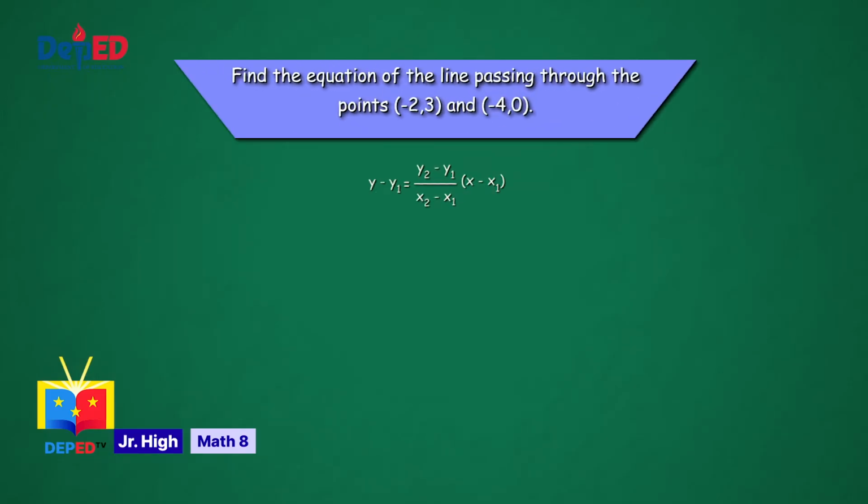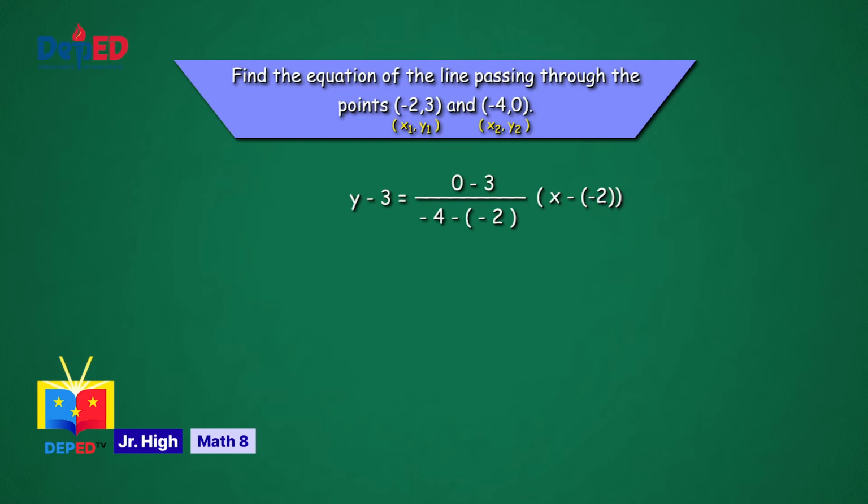First, find the equation of the line passing through the points -2, 3, and -4, 0. We write the equation using the 2-point form, where x sub 1, y sub 1 is our first point, with the coordinates -2 and 3, while x sub 2, y sub 2 is -4, 0. By substitution, we will have y minus 3 equals the slope 0 minus 3 all over -4 minus -2 multiplied by the quantity x minus -2.